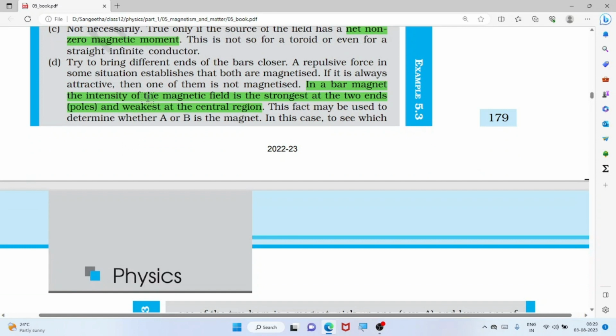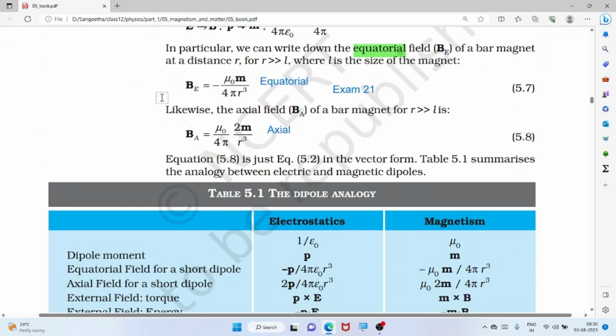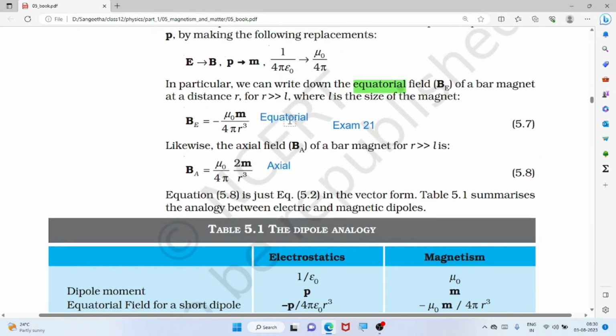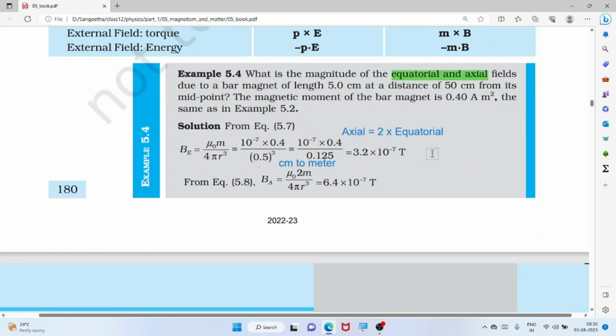For a bar magnet, the intensity of the magnetic field is strongest at the two end poles and weakest at the central region. This is the magnetic field at the equatorial line of the magnet, and this is at the axial line. So the axial field is 2 times the equatorial field. This is axial, this is equatorial. So axial equals 2 times equatorial.